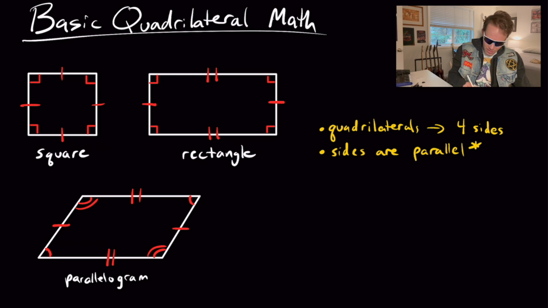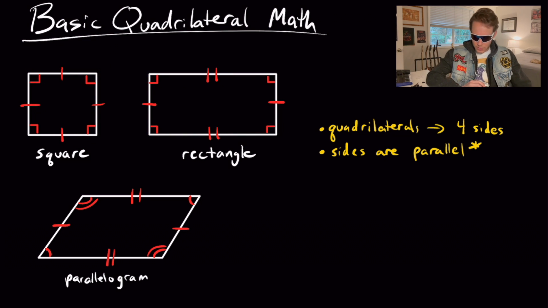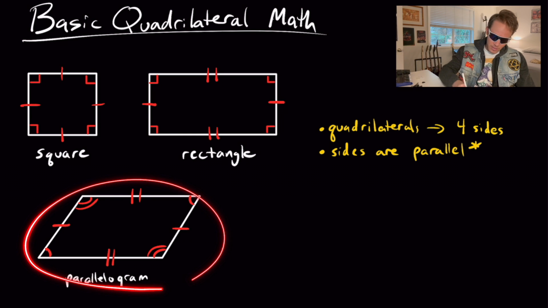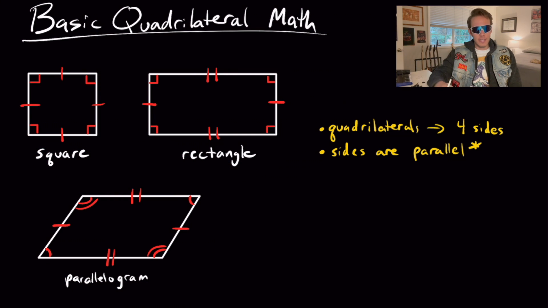But the 3 that we have here, right, this side's parallel to that side, this side's parallel to that side, this side is parallel to that side, so on and so forth. So that's why I put a little asterisk here. As long as the quadrilateral you're looking at is a parallelogram, because squares and rectangles are parallelograms, then the sides are going to be parallel.